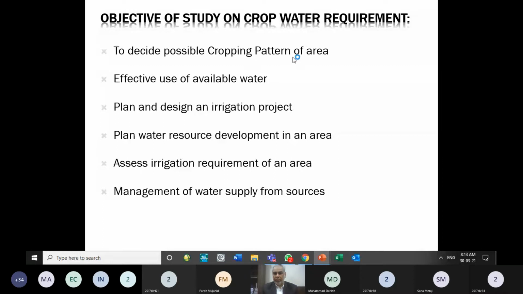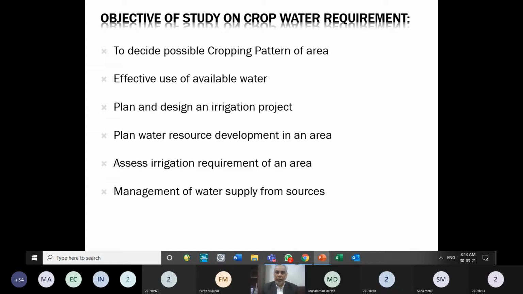Cropping pattern, as is clear from the words, is the pattern in which crops are sown, or cultivated, in an area. It does not mean some figure or some photograph. It does not mean that. Cropping pattern describes the percentage of the area which is utilized for a certain crop.